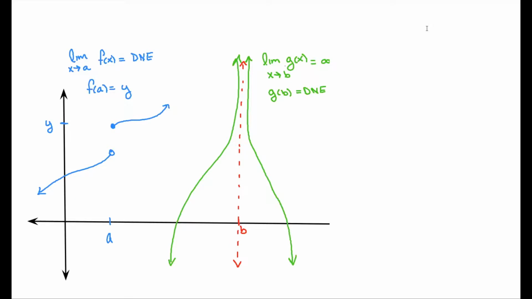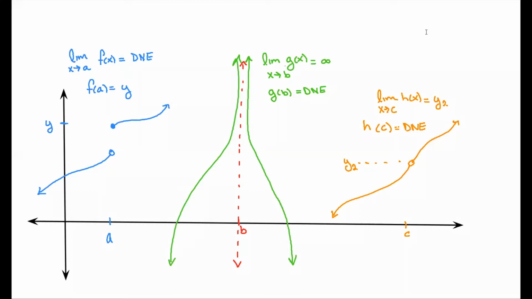In Calc 1 and prior, you're probably dealing with breaking the first rule of math, don't divide by 0, and this is how you're going to get asymptotes. If I look at this graph, the limit of g of x as x approaches b equals infinity, but there is no g of b. It does not exist. Because they're not the same, it is discontinuous at b.